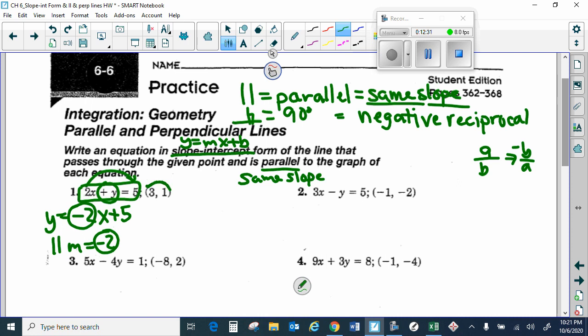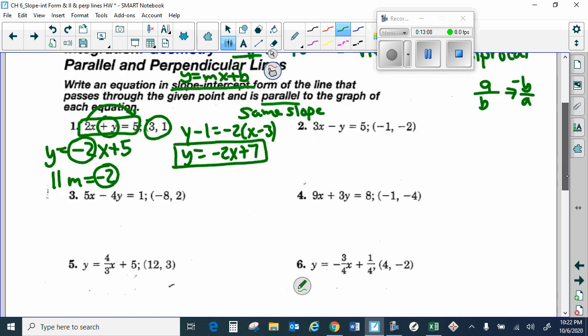And then here's the point I'm going to use. So again, I'm going to write an equation in slope-intercept form. I'm going to start with point-slope form. So y minus 1, that's the y coordinate, equals m, negative 2, times x minus the x coordinate, which is 3. Distribute that through there and add the 1 across. I'm going to do all that in one step. I have negative 2x, that's plus 6. I add that 1 across, plus 7. Now I have it in slope-intercept form. And that's my answer right there. So you're going to do that same thing for each of those problems.